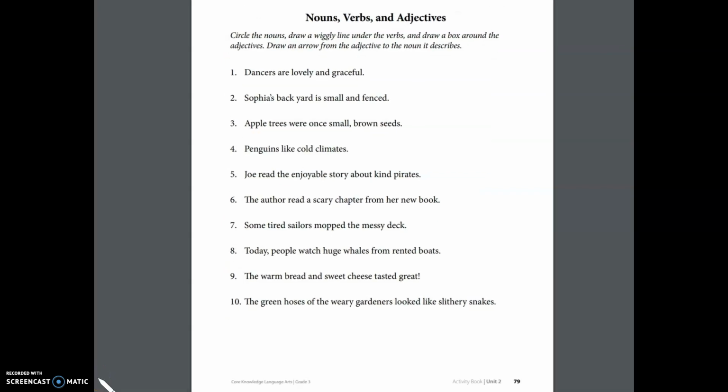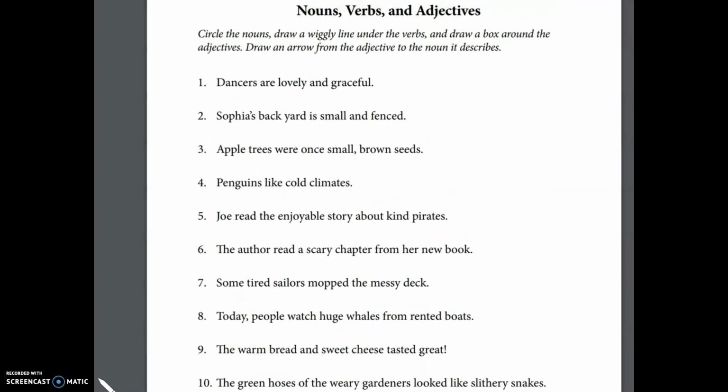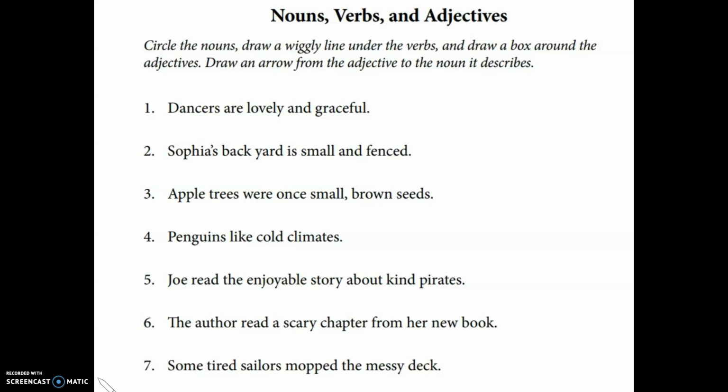Okay, we are on page 79 in your activity book. Today we are working on nouns, verbs, and adjectives. So I'm going to do a few for you and then you can do the rest. So it says circle the nouns, draw a wiggly line under the verbs, and draw a box around the adjective. And it wants an arrow from the adjective to the noun that it describes.